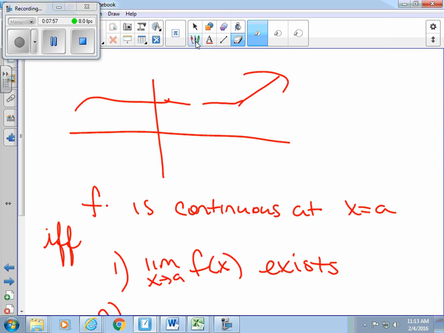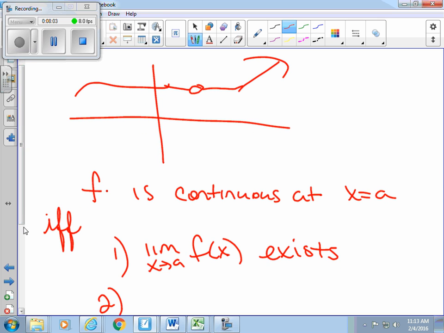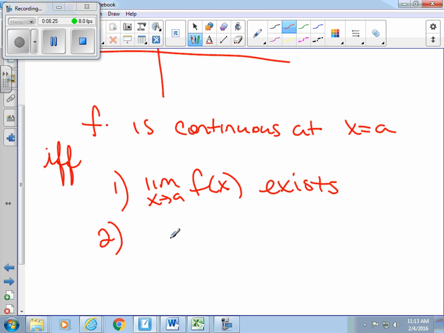Does that guarantee continuity? Why not? There could be a hole, right? So what else has to exist? No holes. Okay, at A there can't be a hole, right? There has to be a dot there, right? Well, we need to say that a little bit more mathematically. It has to be a coordinate.